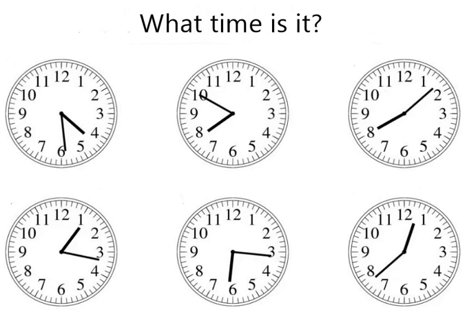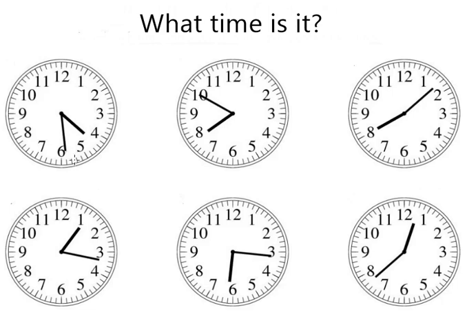Okay, so in this video we're looking at how to tell the time. As you can see on the screen, I've put 6 clocks and we're going to work out the time together. On all these clocks you can see there is a big hand and a small hand. Hopefully you know that the small hand is the one that determines the hour and the big hand is the one that is the minutes.